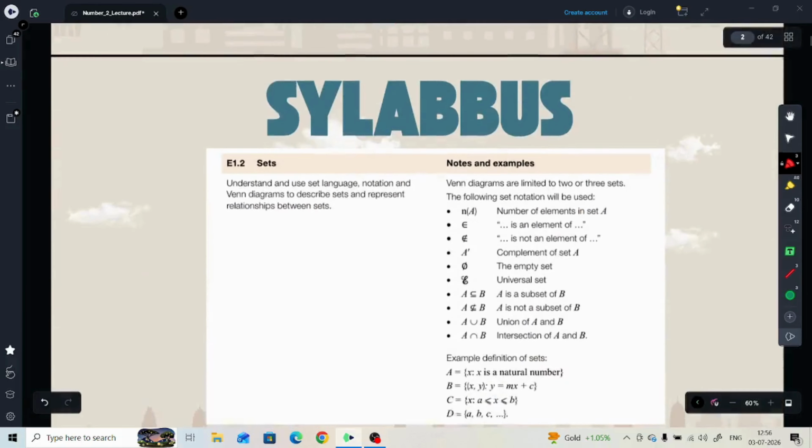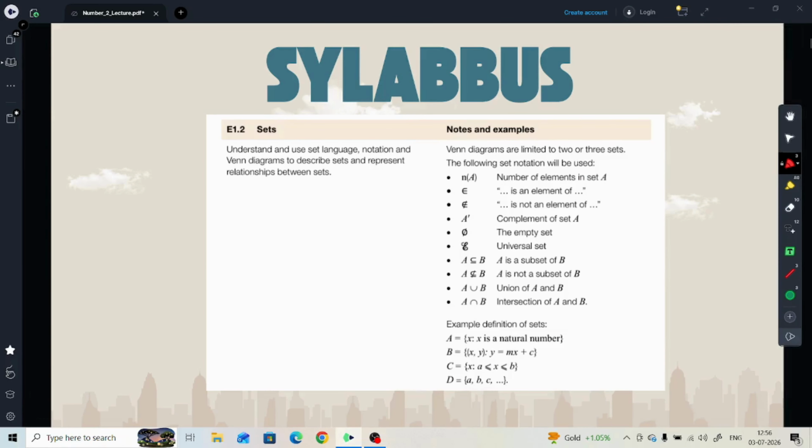This is the syllabus that we need to cover when we talk about sets, and it's very easy. We need to understand and use set language. We need to understand how to write the notations and Venn diagrams, and how they can be used to describe sets and represent relationships between sets.